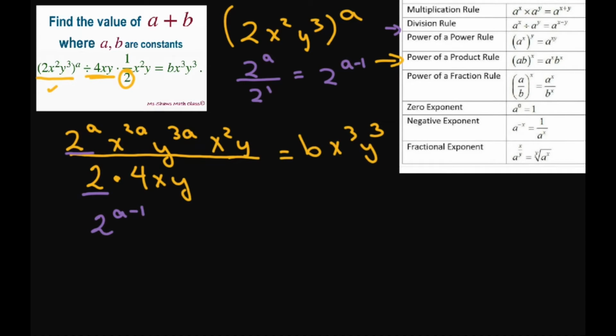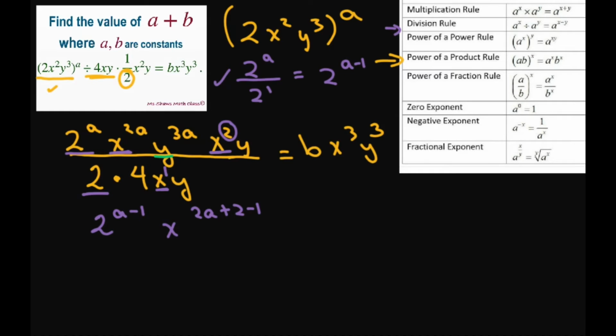Now our other, we have x's here and x here. So that's your other base, another base. So we have x to the power of 2a, then plus 2, and this is to the power of 1, so that's going to be minus 1. Because it's in the denominator, just like we did for this one.